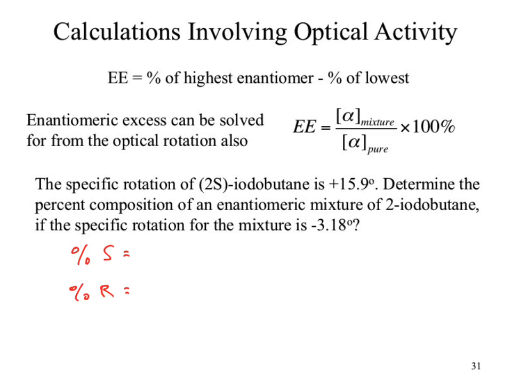The question says 2S. It says the 2S is plus. Okay, which means R is negative. Okay, I did give you that information embedded in the question. R is now negative, S is positive. Okay, so you could assign R and S based off of those.